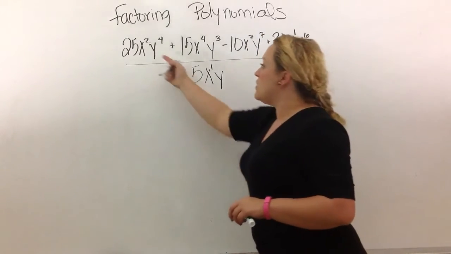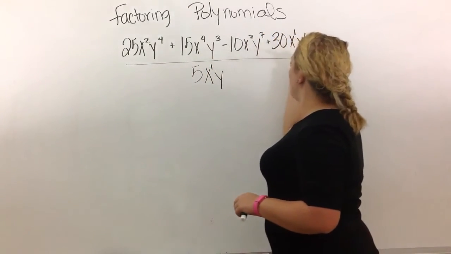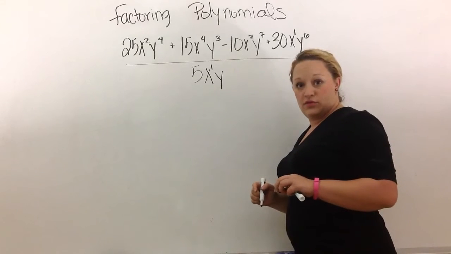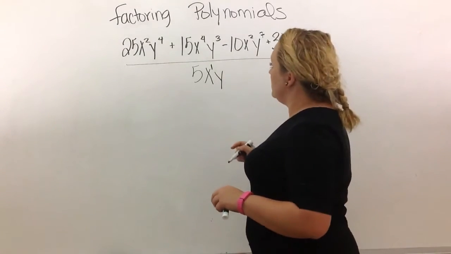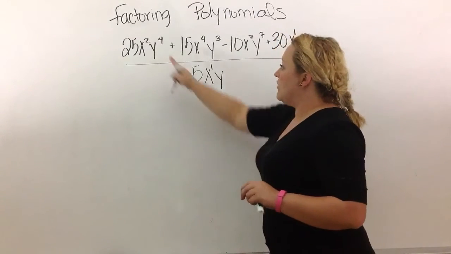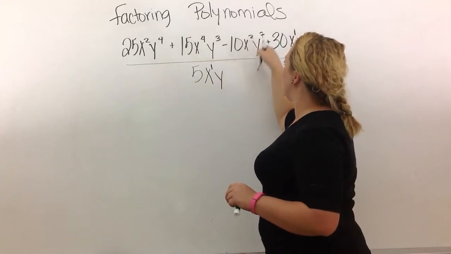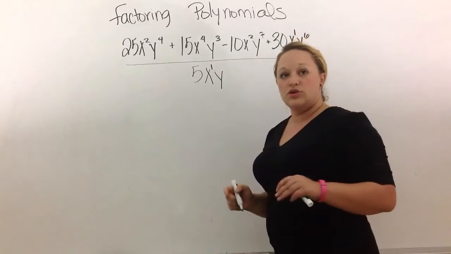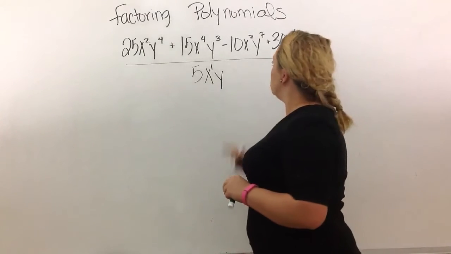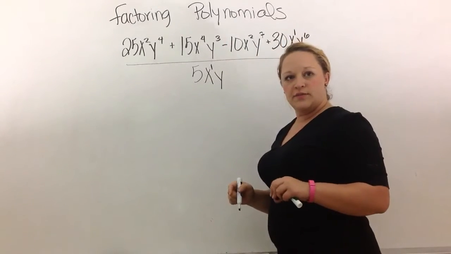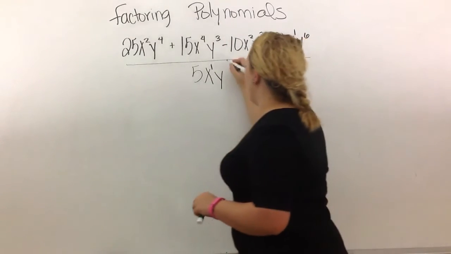So now we're going to look for the Y's. What is the lowest Y that we have? We have Y to the 4th, Y to the 3rd, Y to the 7th, and Y to the 6th. Which one's the smallest? Y to 7th. 7 is smaller than 3? I mean the 3. The 3rd. So Y to the 3rd.